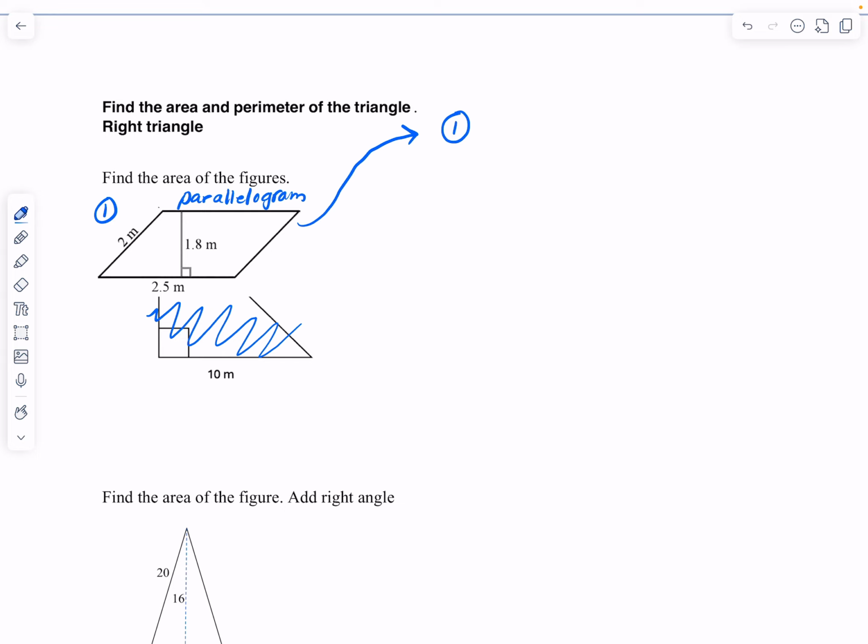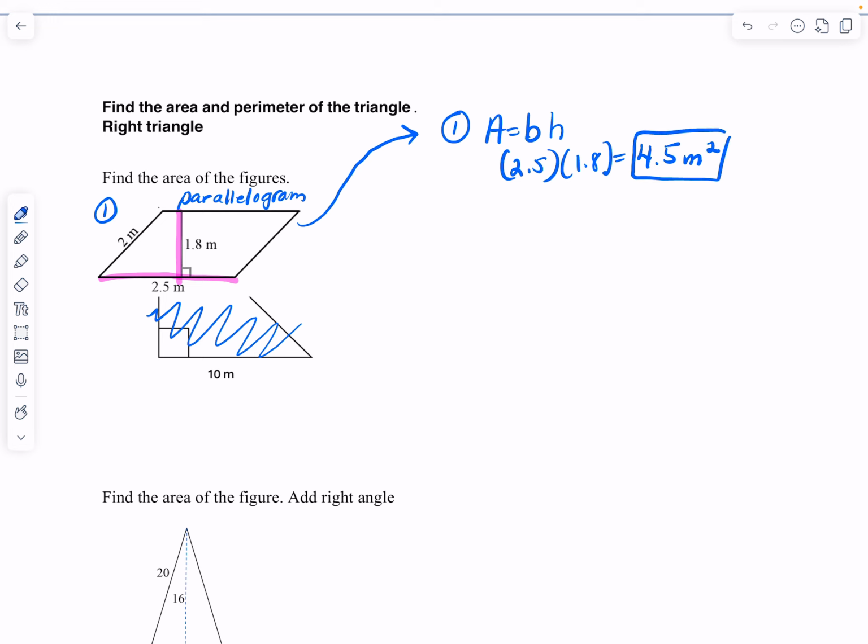Okay, the formula for finding the area of a parallelogram is area equals base times height. So the base is 2.5, and the height is how tall the figure is, which is 1.8. And now I'm going to multiply those together, and when I do that, I get 4.5 meters squared.